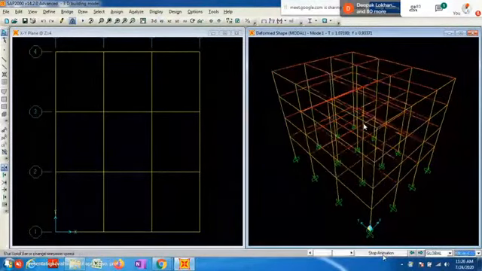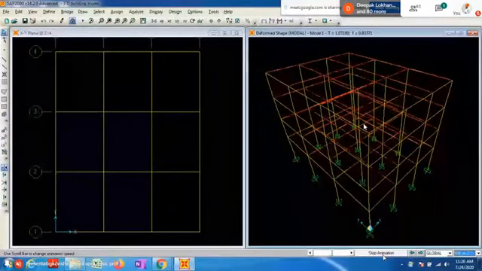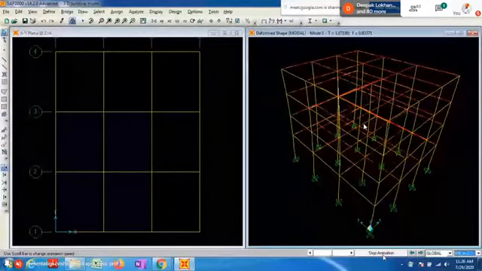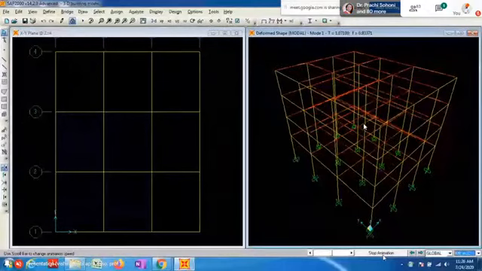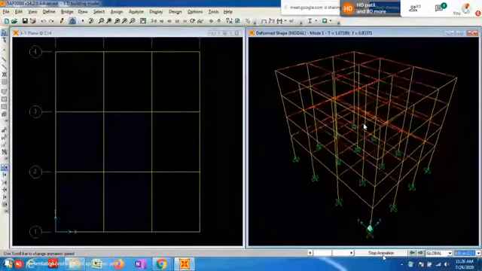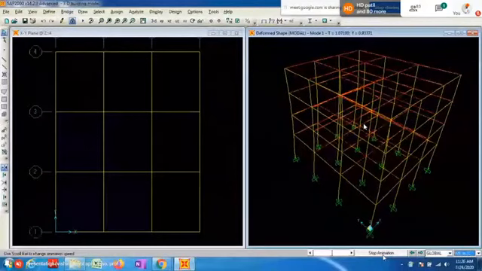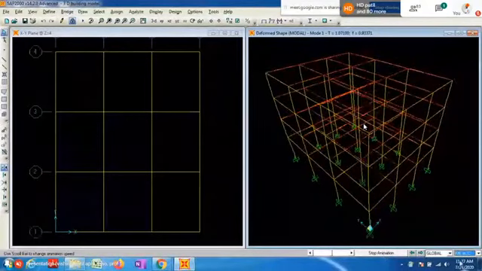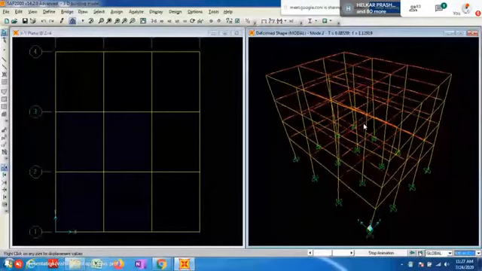Modal case: how does the building deform? Somebody in the previous session asked the question about translation and rotation. What is the mode? These are the modes. What kind of mode is it? Translational. It is not rotational. It is not a torsional mode. Now this is called a torsional mode.